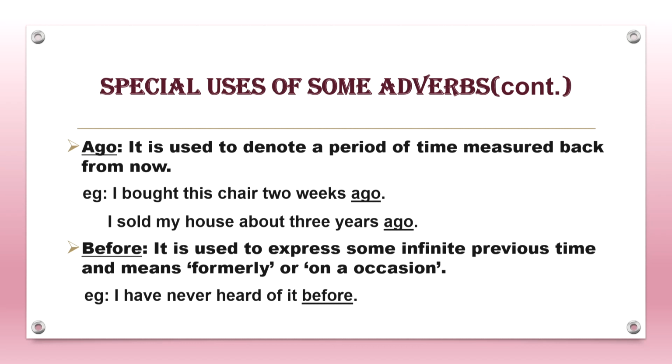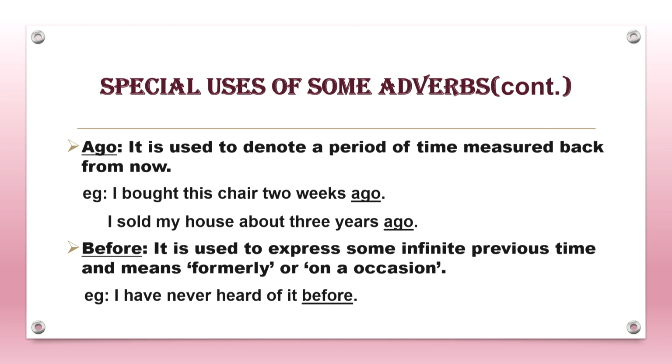So, hello everyone. In the last lecture we discussed some rules related to adverbs. Let us continue with some more rules and even solve a few questions. Let us begin. Let us start with ago. Ago is used to denote a period of time measured back from now.